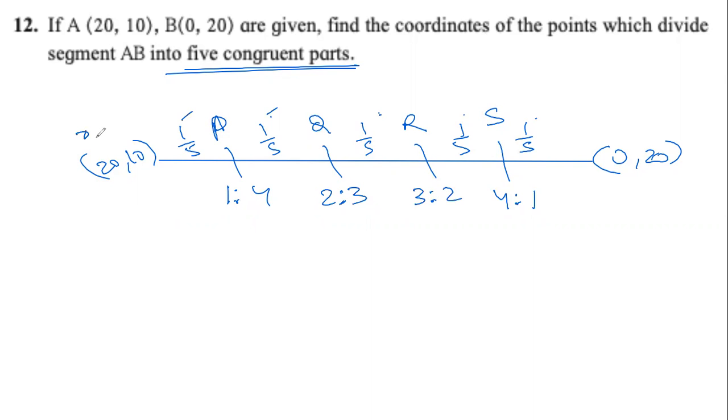We know our x1, y1. We know our x2, y2. We know our m's and n's. Now we have to apply the section formula, not once, not twice, not 3 times, but 4 times.